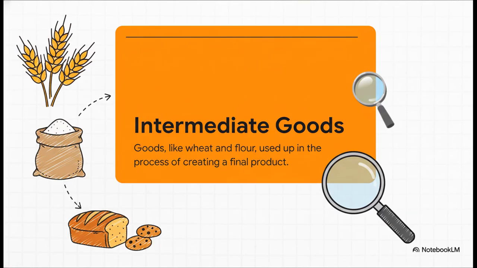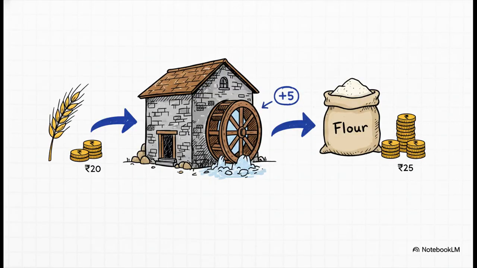Now, this is a very important term for your exams. The wheat that the farmer sold, is it the final product? No, we don't buy raw wheat to eat. It's going to be used to make something else. So economists call this an intermediate good. An intermediate good is something that is used as an ingredient to produce a final product. Remember that.